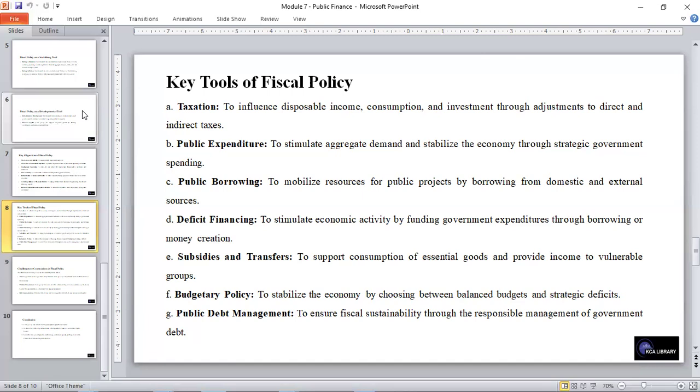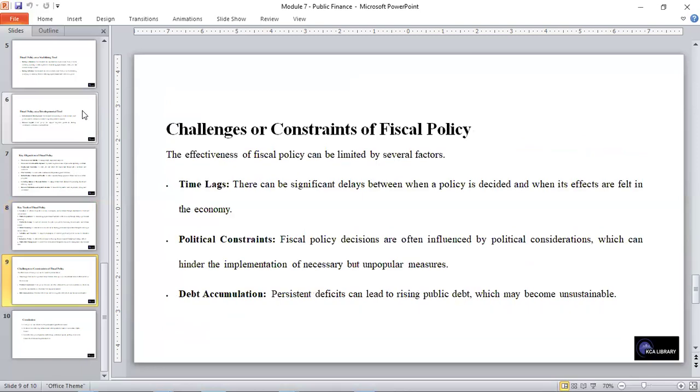We also have subsidies and transfers as a tool, and this serves to support consumption of essential goods and provide income to vulnerable groups. And we also have budgetary policy as a tool, and this is used to stabilize the economy by choosing between a balanced budget and strategic deficits. And lastly, public debt management as a tool serves as a means to ensure fiscal sustainability through the responsible management of government debt.